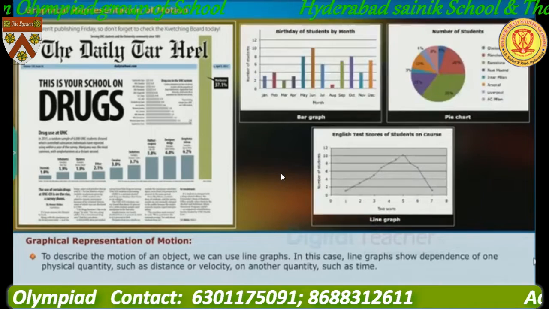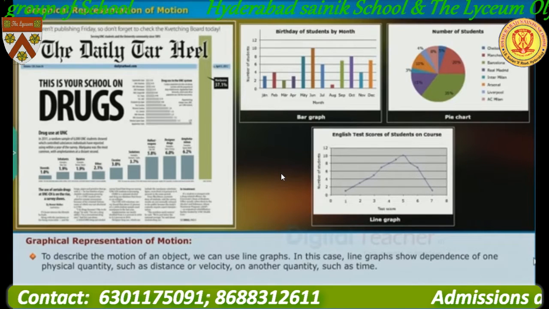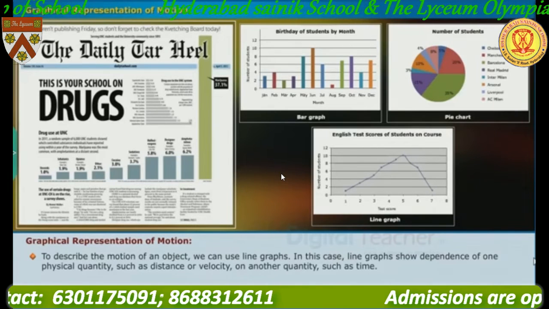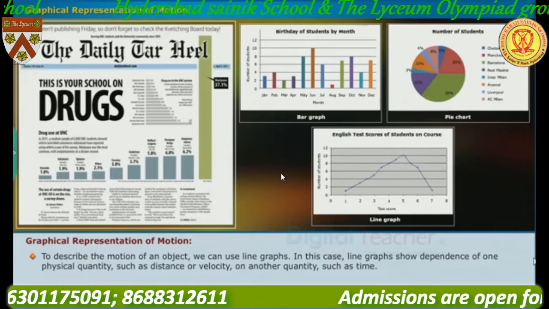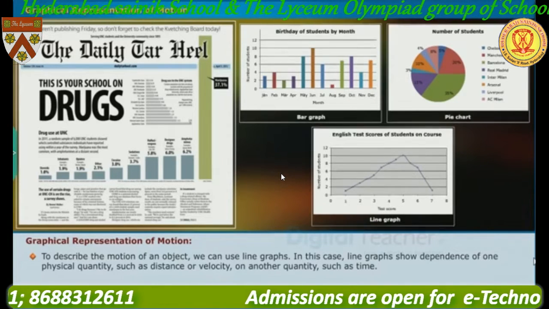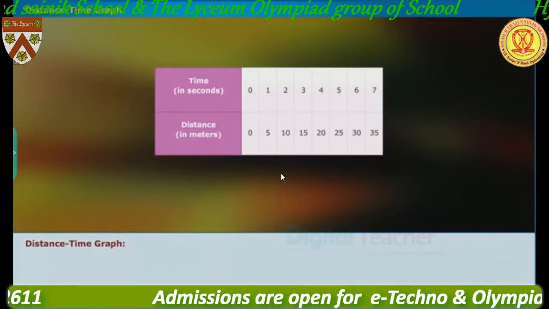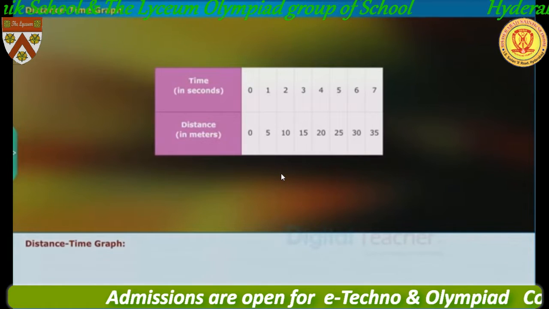To describe the motion of an object, we can use line graphs. In this case, line graphs show dependence of one physical quantity such as distance or velocity on another quantity such as time. Now, we will discuss the distance-time graph.